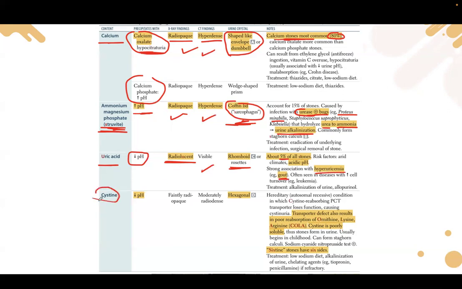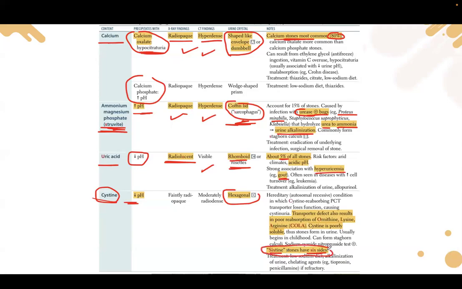Lastly is cystine. Cystine is associated with low pH. The shape is hexagonal, whereas for uric acid the shape is rhomboid. Try to memorize this. How do you memorize it? Hexagonal has 6 sides, and cystine is similar to 16. So 16 with 6 sides is hexagonal.